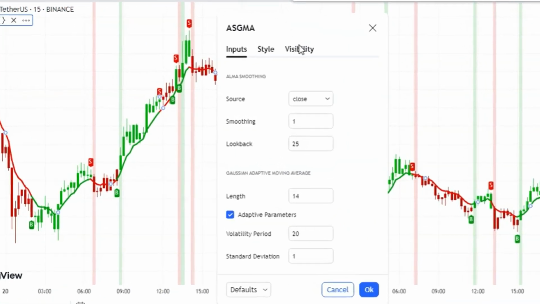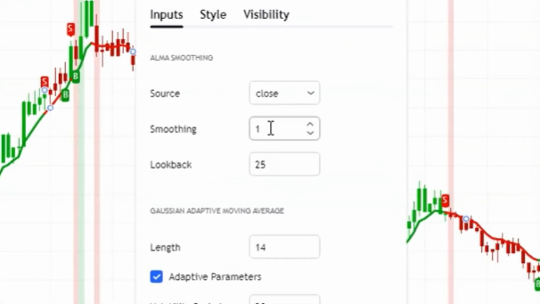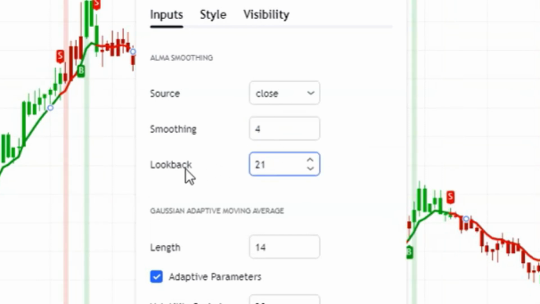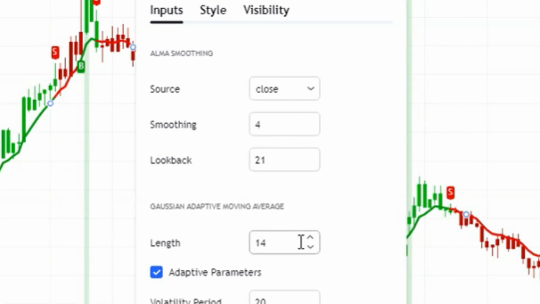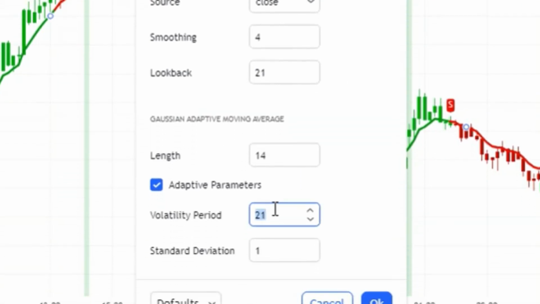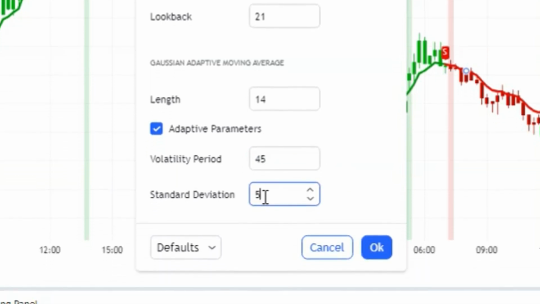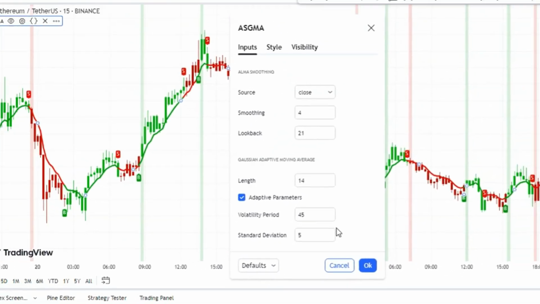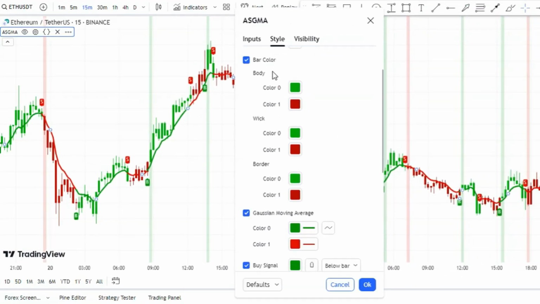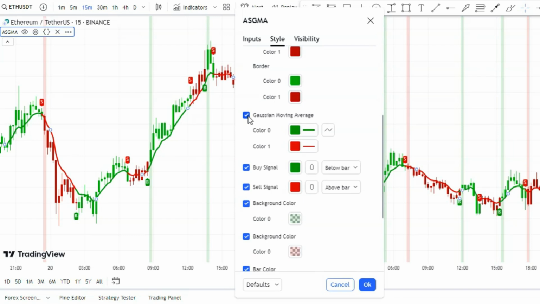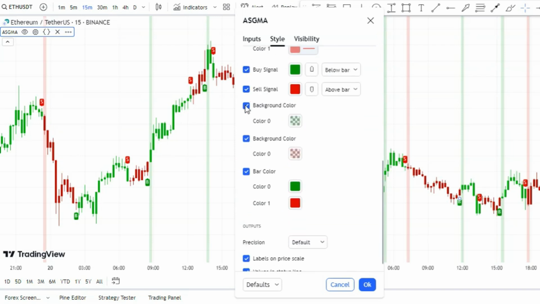Under the inputs, set the smoothing to 4, look back to 21, volatility period to 45, and standard deviation to 5. Then under style, disable everything except buy signal, sell signal, and bar color.